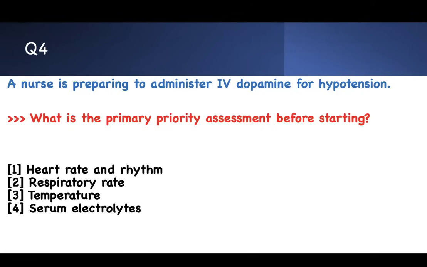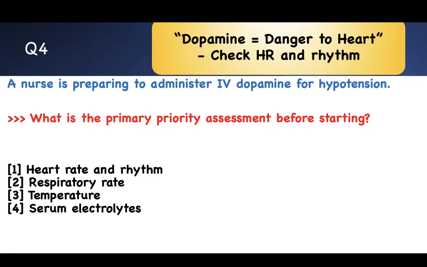What do you think? Heart rate or rhythm? Respiratory rate, temperature, or serum electrolyte? What do you think dopamine will do to you when I give it to you? It's going to increase your heart rate and it can cause arrhythmia. Therefore, what? I need to check it first before I give it to you. So dopamine, danger to the heart. So you need to check the heart rate and rhythm.